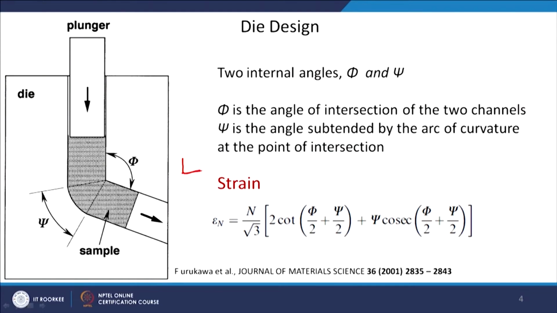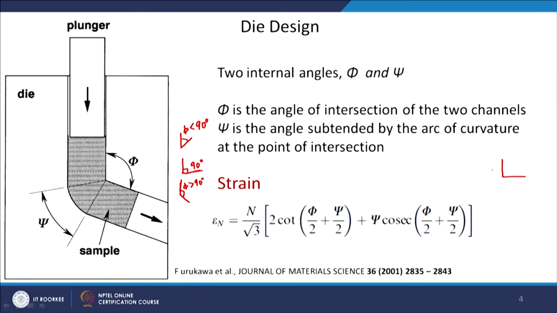So, the phi angle is basically the intersection of the 2 channels. Where the 2 channels are meeting, if they are meeting at 90 degree, then of course the phi angle will be 90 degree, or it can meet at some other angle, like this, or like this. These are bigger angles, more than 90 degree. So, this angle phi will be more than 90 degree, whereas this angle phi will be less than 90 degree. And this is my 90 degree. So, this is the intersection of the 2 channels, how they are intersecting at 90 degree, more than 90 degree or less than 90 degree.